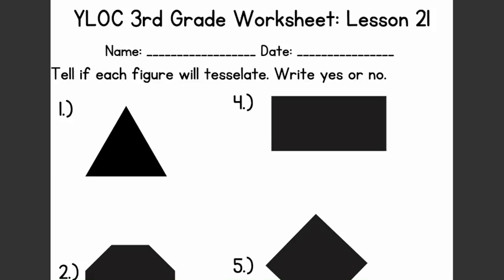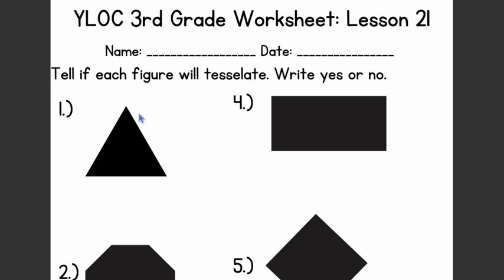Third grade worksheet, lesson 21. In this lesson, we'll go over tessellations and solid figures. Tell if each figure will tessellate. Write yes or no. So tessellating means that the figure can repeat over and over again without making any gaps.